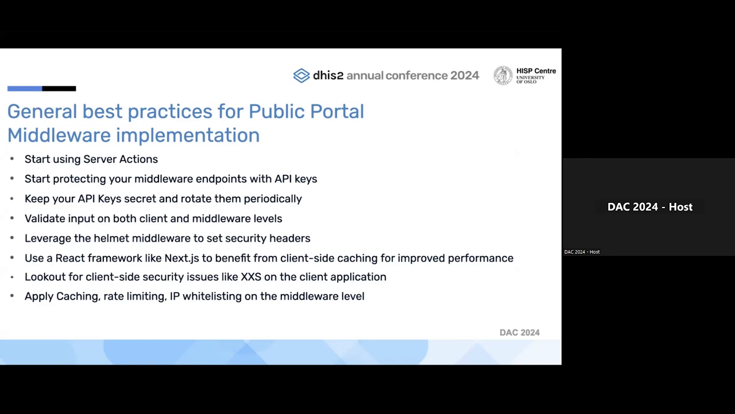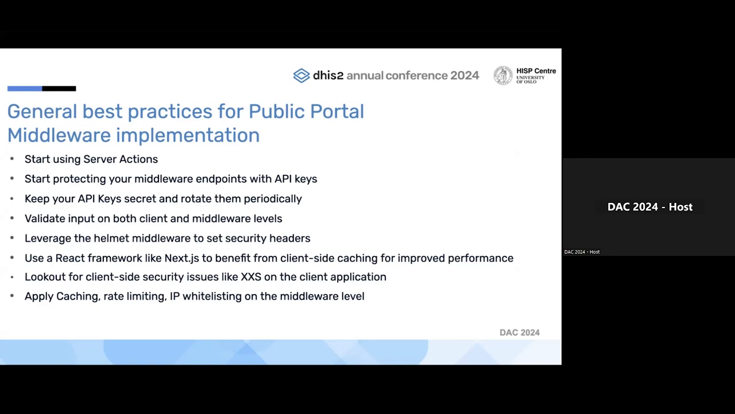And API keys, you should keep them secret, because this API key should not be known to anybody. Once they are known, stolen or exposed, the person that has them can abuse your middleware endpoints or get data from your data instance with unauthorized access. Also validate input on the middleware level if necessary.